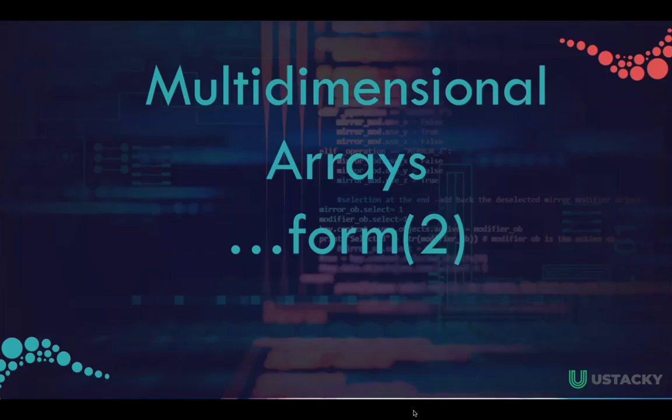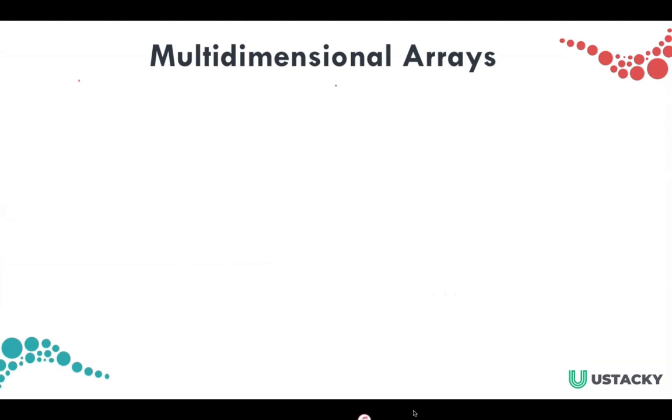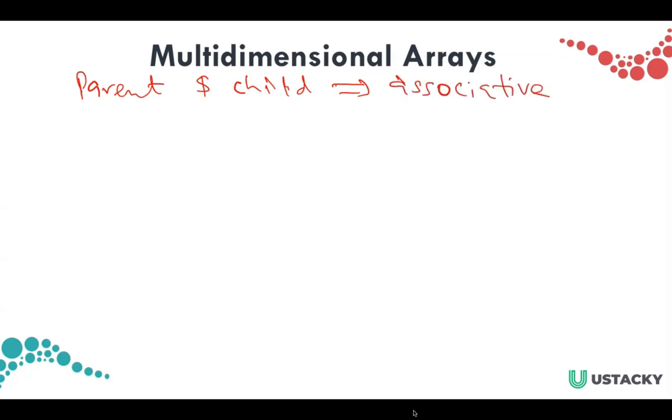In this tutorial, I'll be talking about the second form of multidimensional array. In this form, we have both the parent and child to be associative arrays. For example, you have an array that represents the ages of students in a class. So you have $ages to be an array.